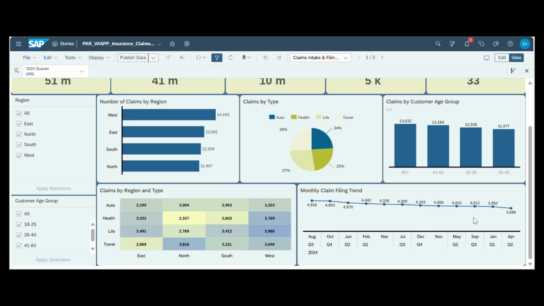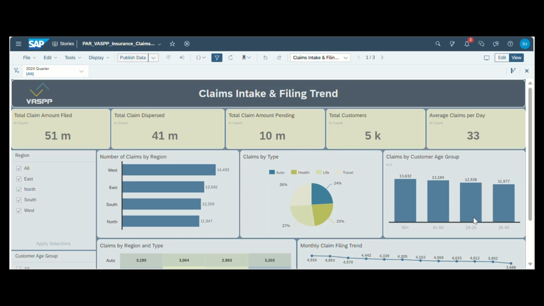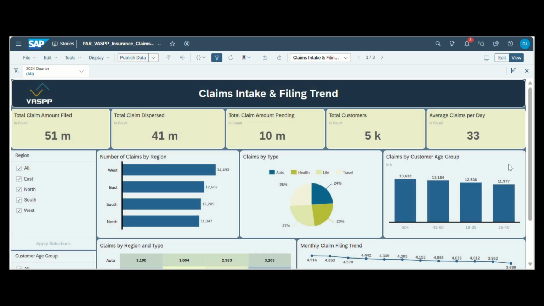Together, this dashboard delivers more than just reporting. It delivers claim insight at scale. It helps you forecast financial exposure, improve regional response, align your teams, and ultimately design a claims process that's as agile as your customers need it to be.